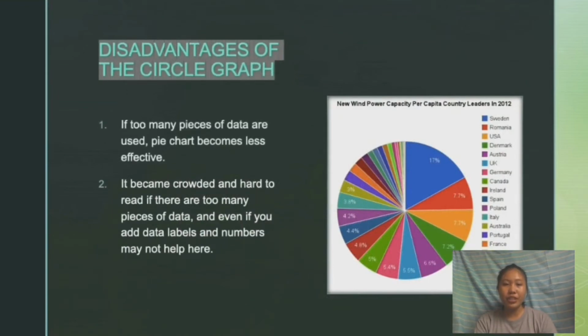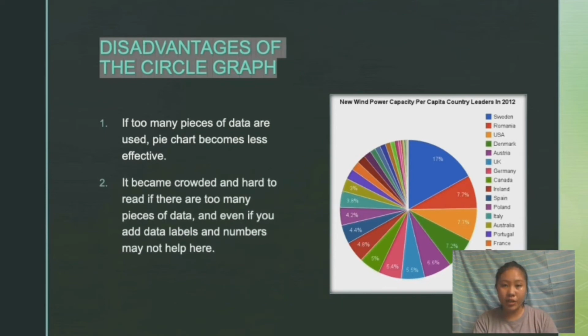The first disadvantage is if too many pieces of data are used, pie chart becomes less effective, which is correct because the more data that you use in a single pie chart, it becomes crowded and hard for us to understand. The second disadvantage is that, as mentioned earlier, it becomes crowded and hard to read if there are too many pieces of data. And even if you add data labels and numbers, it may not help here.